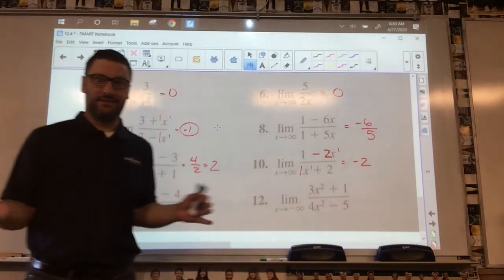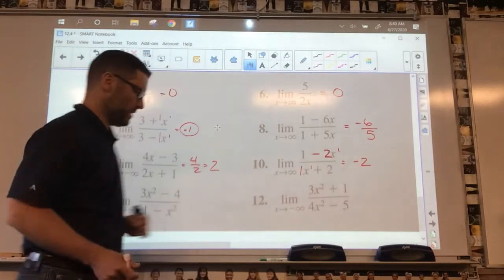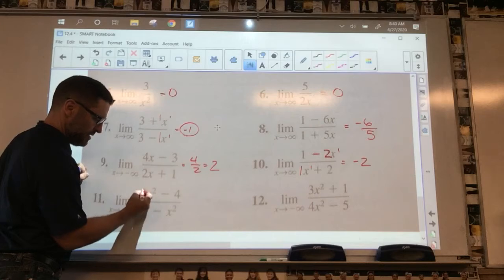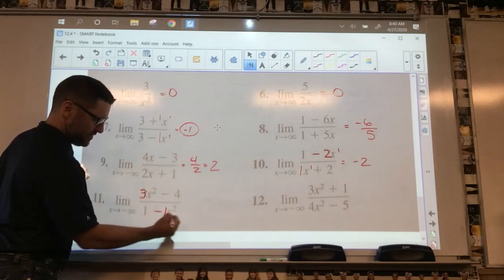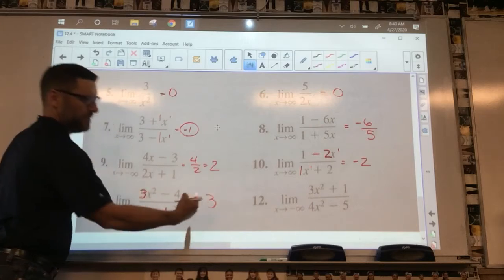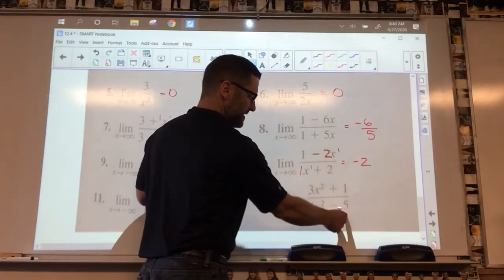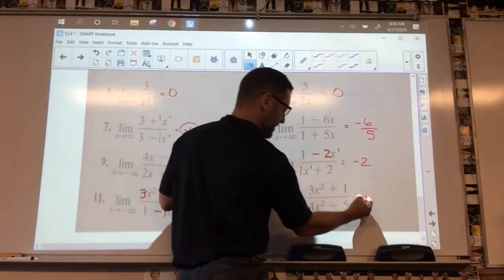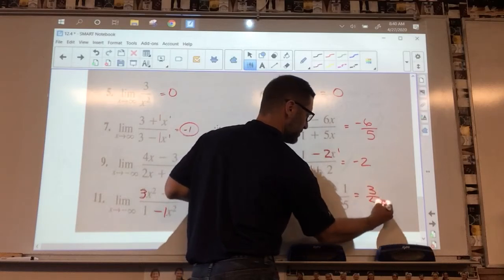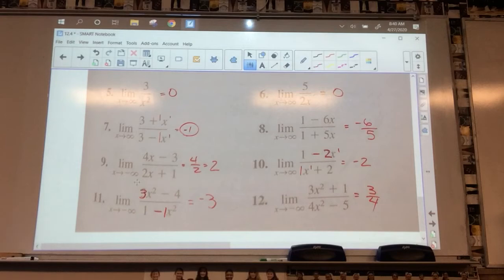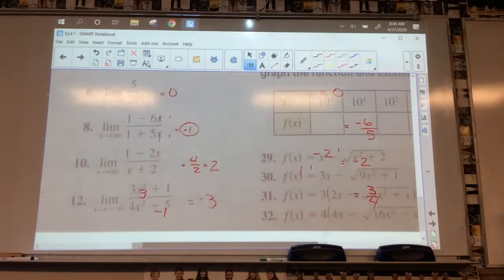So you can see these are pretty sweet. They don't take a whole lot. Same degree. Leading coefficients. Limit. Same degree. Insignificant at infinity. Use my leading coefficients. Let's do some more. See if we can find some more good ones.